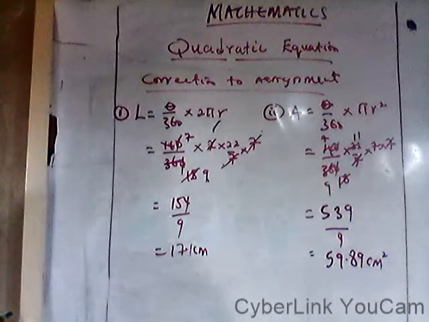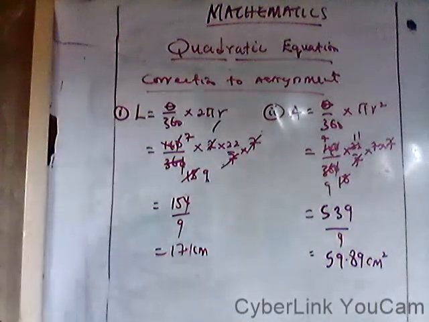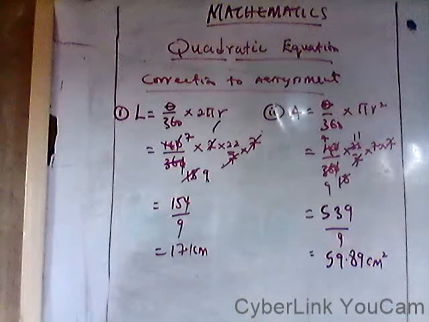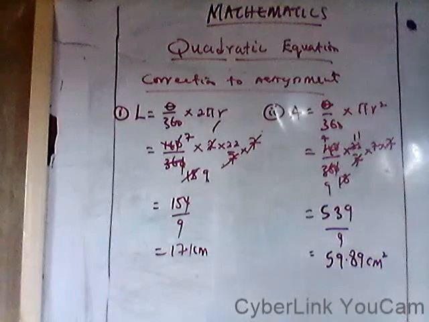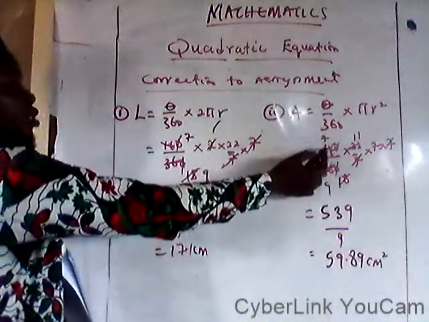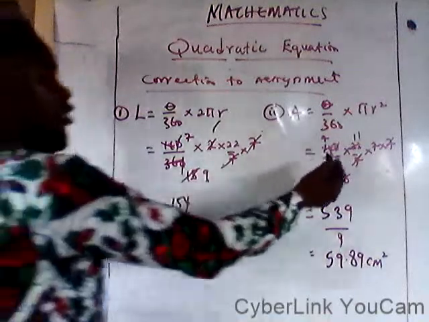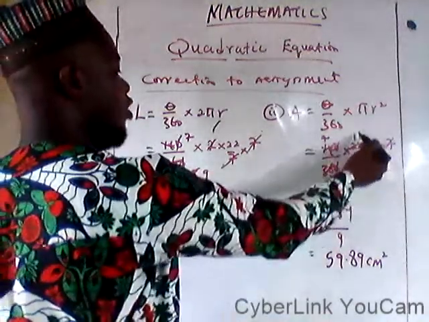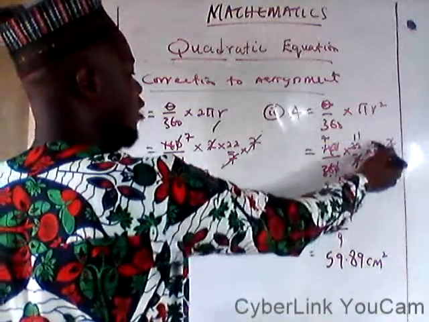For the second part of number 1, you have to find the area of a sector. If you go with the formula, the area of a sector is given as theta over 360 multiplied by pi r squared. Our theta is still 140 and our radius still remains 7. So we solve it: theta is what? 140, right? So 140 over 360 multiplied by 22 over 7 times 7 times 7.